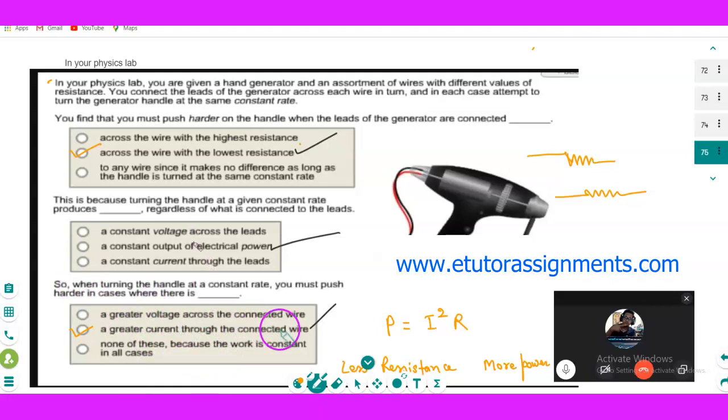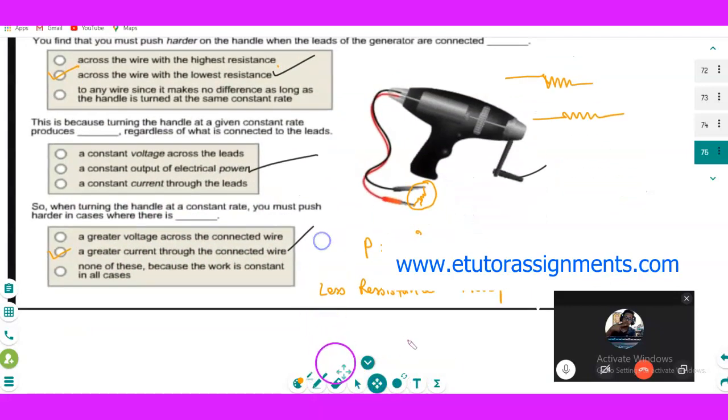Voltage will be the same. So when turning the handle at a constant rate, you must push harder in the case where there is lower resistance, because the current is greater. Greater current, less resistance, more power. Is it clear?